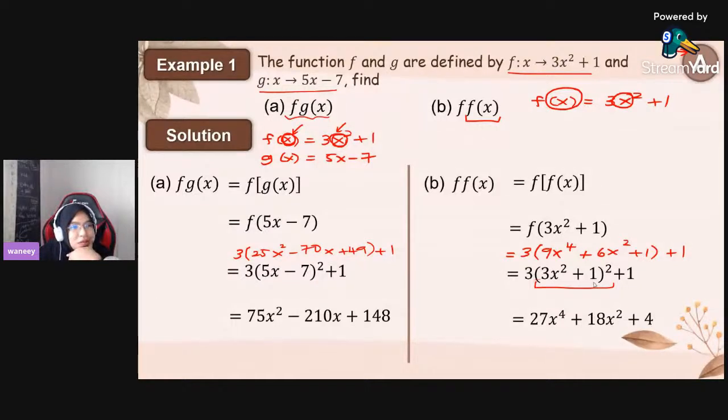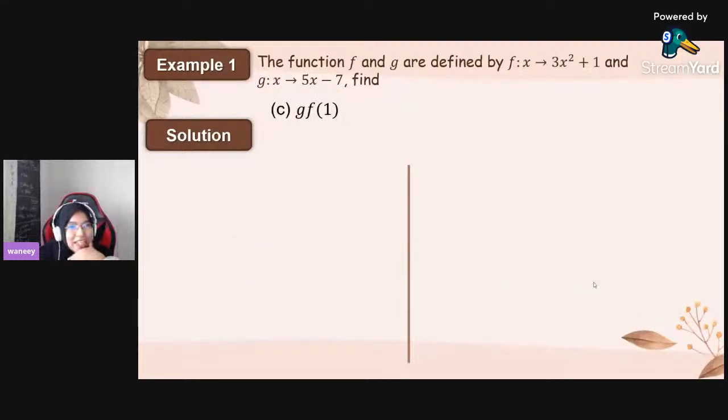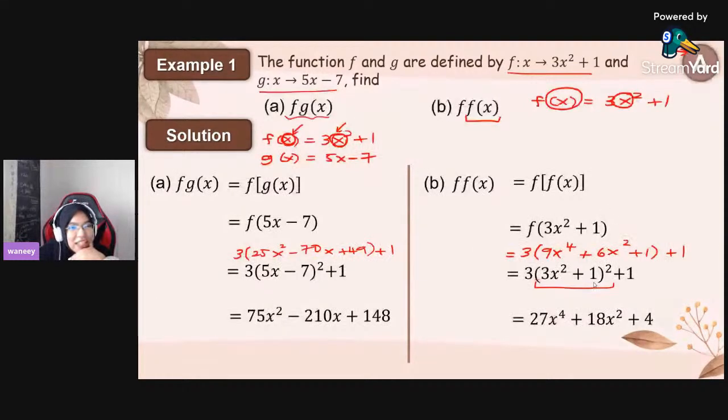Alright, so not finished yet with example 1. We still have the C and the D. Actually it's done, I haven't copied it yet. Wait until it's done. You're still copying, right? Wait a moment.